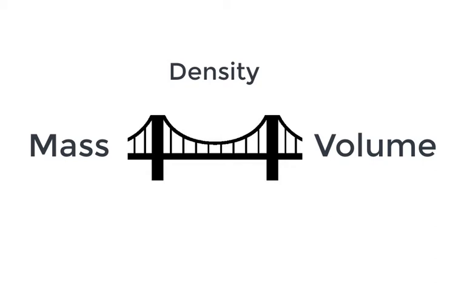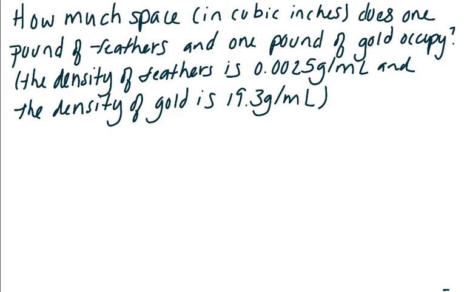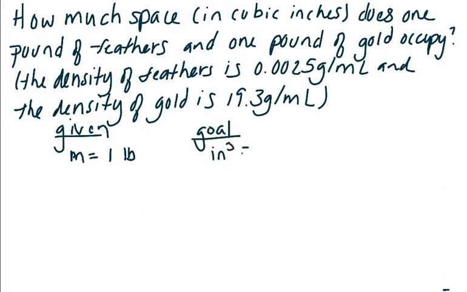So to answer the question, how much space does a pound of feathers occupy, you need to know what the density of feathers is. So if we look at this question, the density of feathers is given to us. It's 0.0025 grams per milliliter. So we want to know how much space in cubic inches would 1 pound of feathers occupy. So we first start with what we're given. Let's just start with the feathers. So their mass is equal to 1 pound, and we want to know how many cubic inches that is.